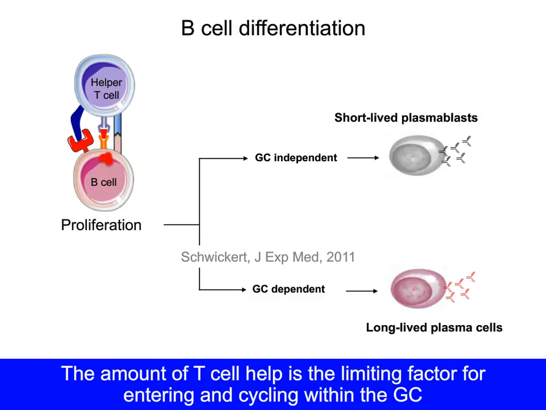A recent paper has shown that what was critical for a B cell to enter the germinal center dependent pathway and differentiate into long-lived plasma cells was the amount of T-cell help. The question is why B cells, which are resulting from the proliferation of the same mother cells, which are therefore identical, would receive different amounts of T-cell help.